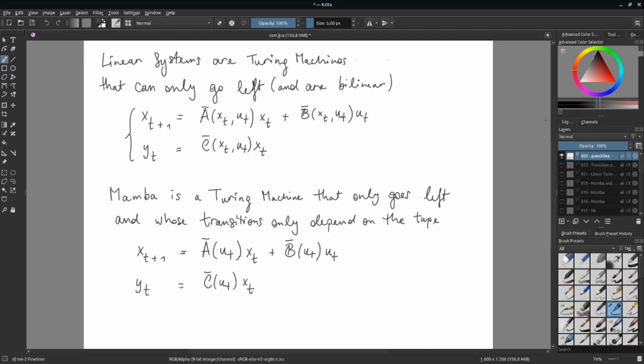Did you mean to have B bar x of t instead of u of t, or is that x? So here B is supposed to depend on x of t and u of t. No, not that, below, where Mamba is a Turing machine. Yeah, that's supposed to be a plus. It does not look like a plus, but it is a plus. Sorry, I meant, is that supposed to be x of t, like B bar depending on x of t, or is it just depending on u of t, so it's linear with respect to u of t? So here, remember that it's B that depends on u of t, and then it's a matrix that's applied to u of t. I see. Yeah, it's not the easiest to write that.